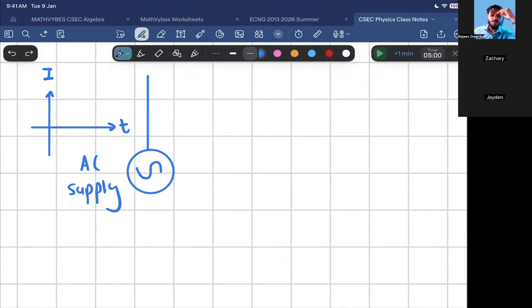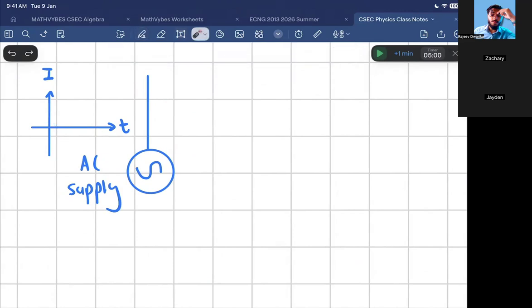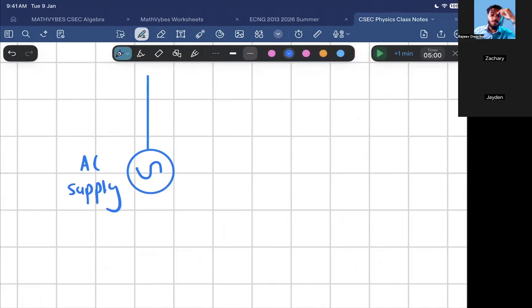A line. If it's a line, okay, I'm asking a question. What is AC current? What does AC mean? Alternating current. So is the current fixed? No, sir. So if the current is fixed, would it be a line, or would it be moving up and down? Exactly. So for an AC supply, it'll look like that because the current is fluctuating.